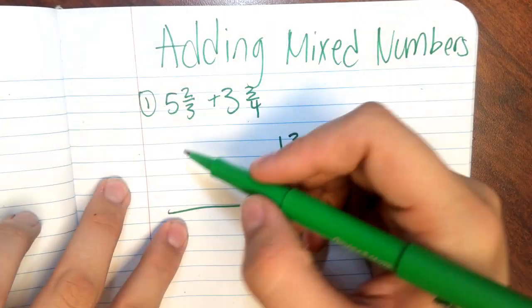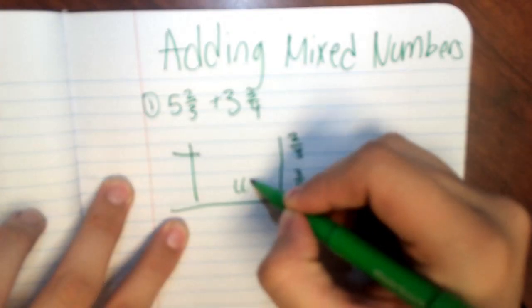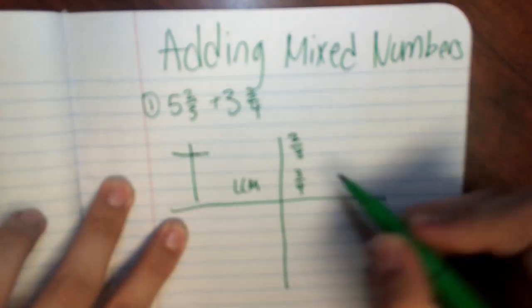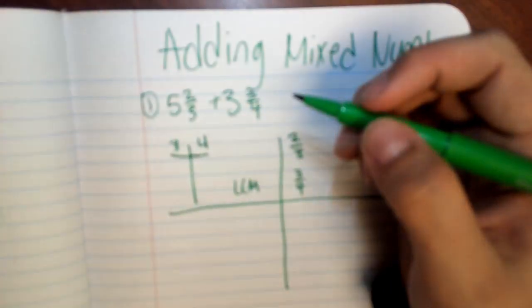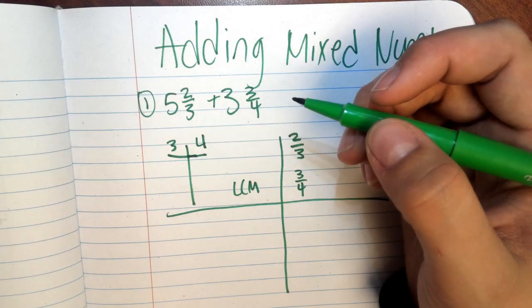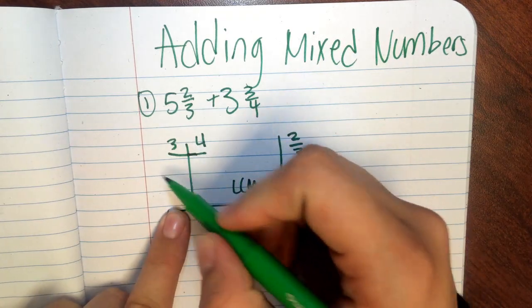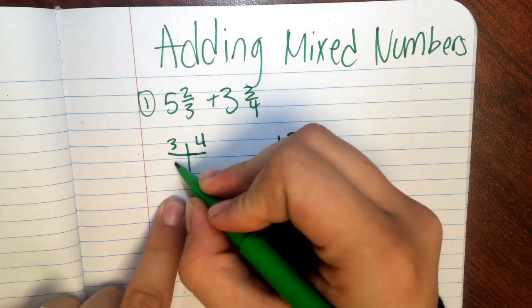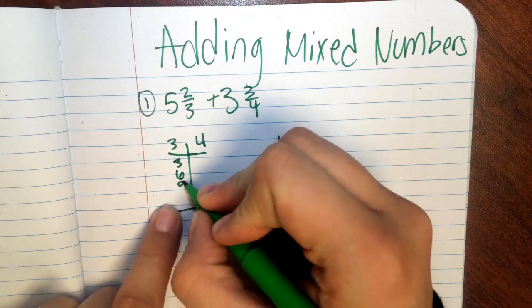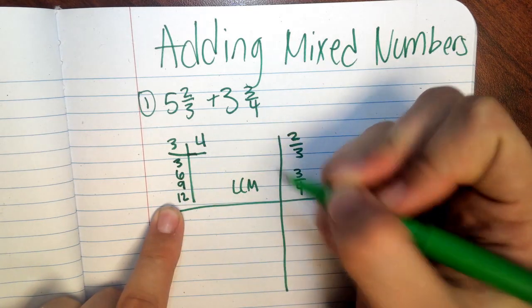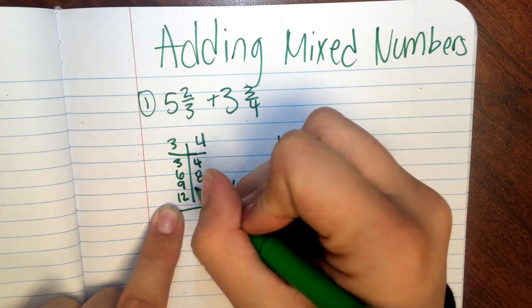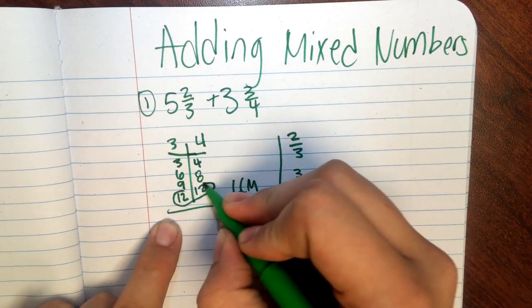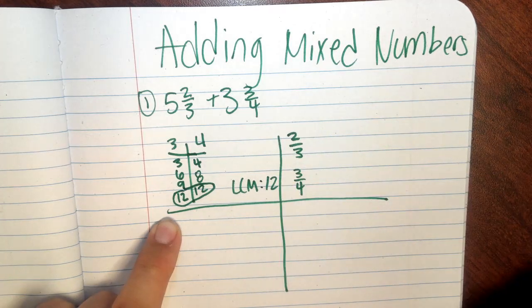So first step is we always need to make equivalent fractions by finding our least common multiple. So I take my denominators of 3 and 4. Let's go ahead and focus. There we go. Of 3 and 4, and I'm going to list the multiples. So 3, 6, 9, 12. For 4, 4, 8, and 12. Meaning our least common multiple is going to be 12.